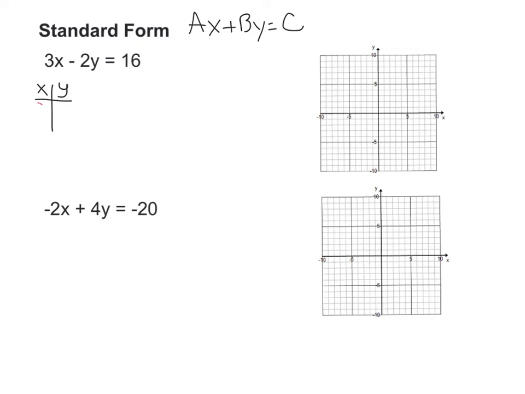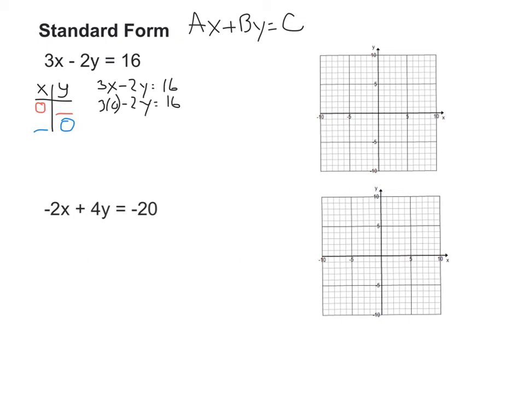If we put a 0 in for x, we can find the y-intercept. If we put a 0 in for y, we can find the x-intercept. Alright, so we're going to go ahead and do this. We have 3x minus 2y equals 16. I'm going to put a 0 in for x, so 3 times 0 minus 2y equals 16.